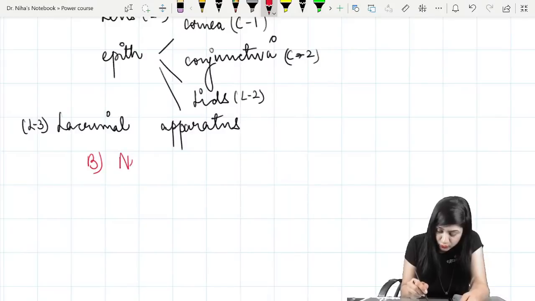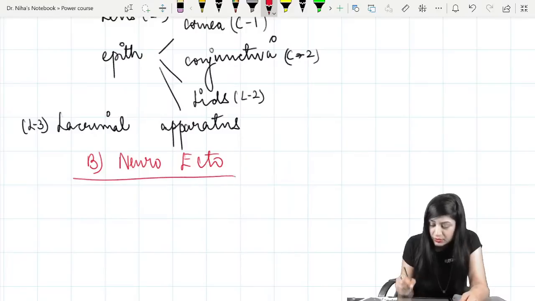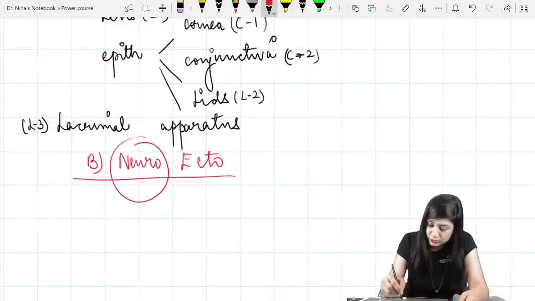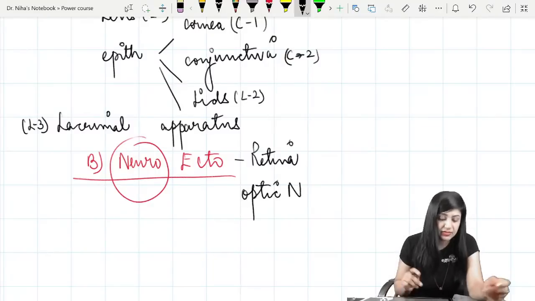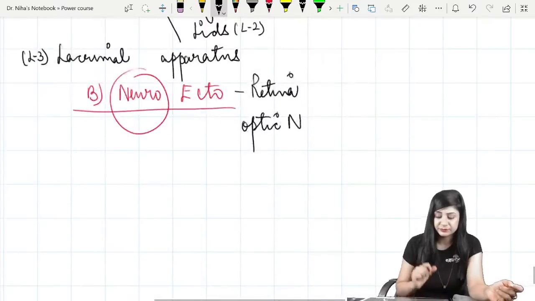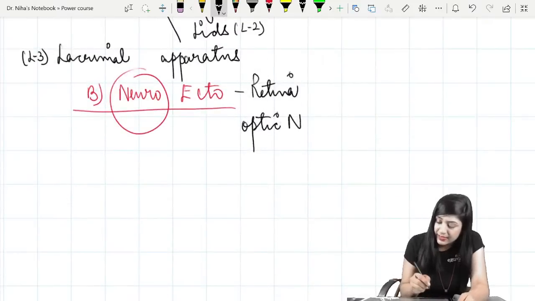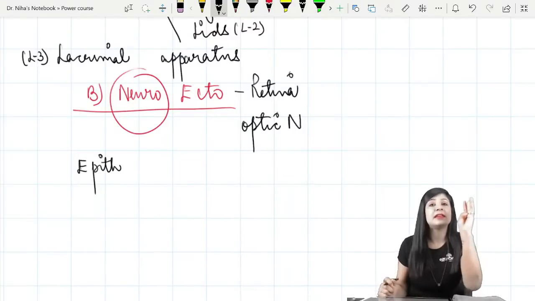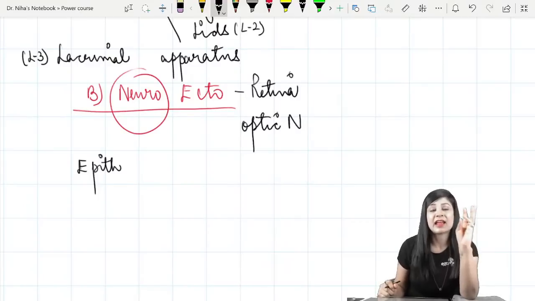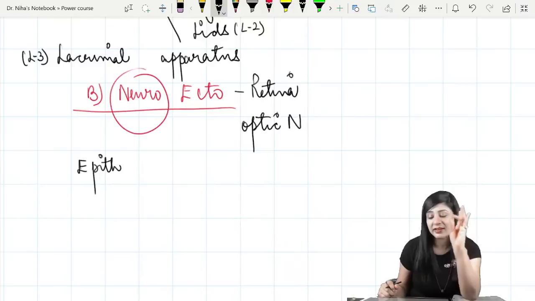Second is the neuroectoderm. Neuro means nervous coat. So in the nervous coat we have the retina and the optic nerve. Then we have the epithelium. Now guys, we have already done the epithelium of lens, lids, lacrimal apparatus. We have done the epithelium of cornea, conjunctiva, retina and optic nerve.